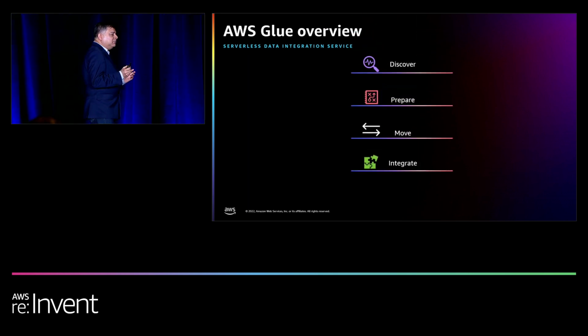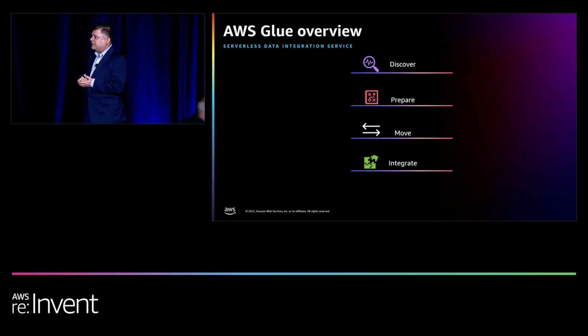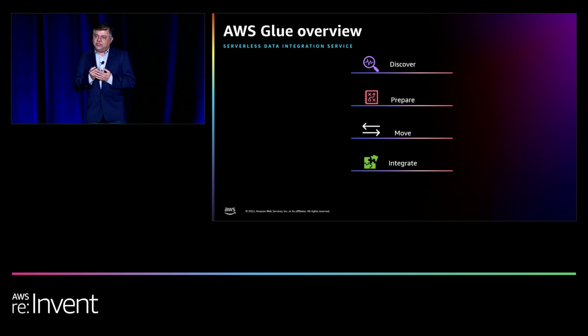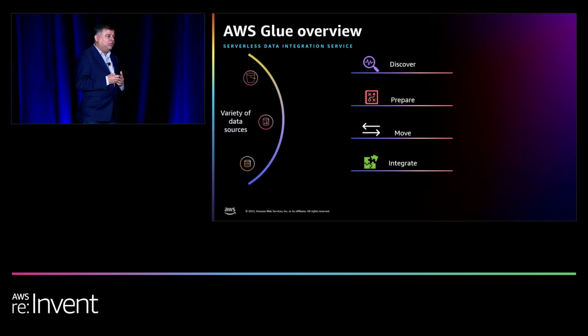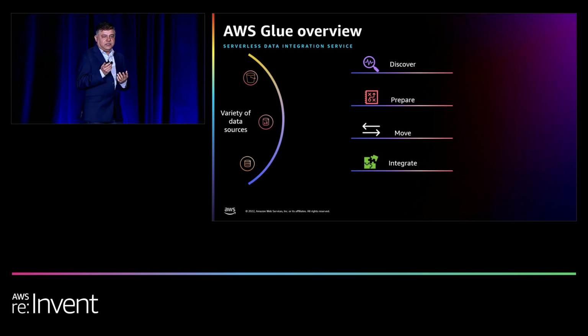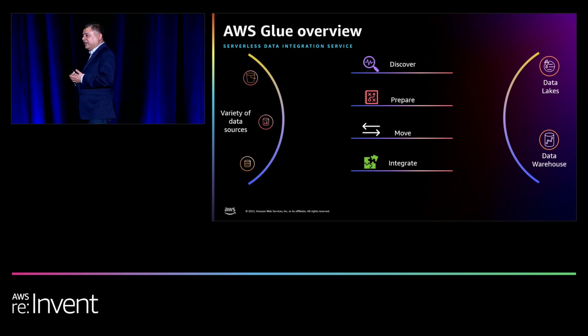So at a very high level, AWS Glue is a serverless data integration service. Customers use this to discover, prepare, and analyze their data. They use it to ingest data from a broad variety of data sources. And they use Glue primarily to create data lakes or insert data into data warehouses.